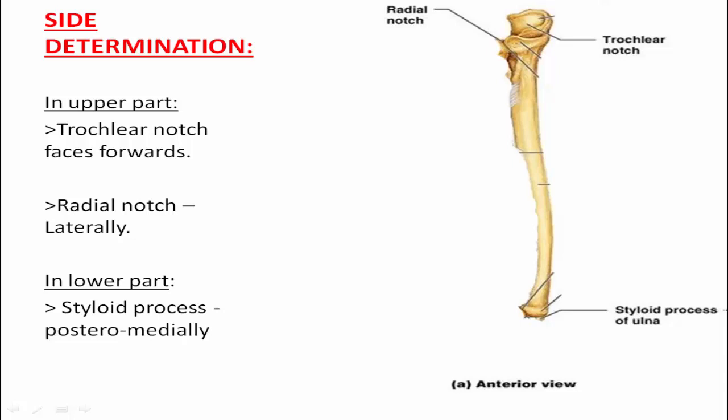Now how can we determine the side of the bone, whether it is right sided or left sided? For that we have to know about the trochlear notch, the radial notch, and the styloid process. In the upper part, as you see in this figure, this is the trochlear notch, which faces anteriorly. This is the radial notch, which faces laterally in the upper part, and in the lower part, this is the styloid process, which is situated posteromedially.